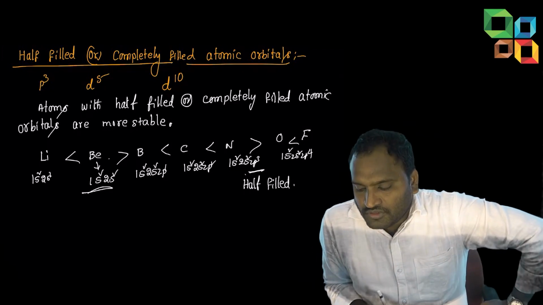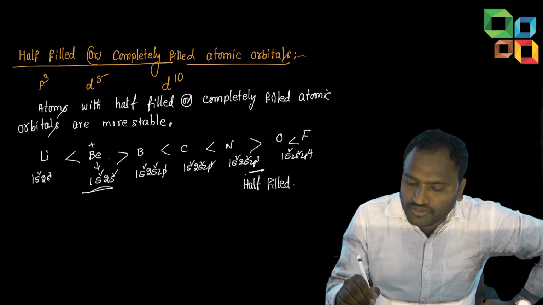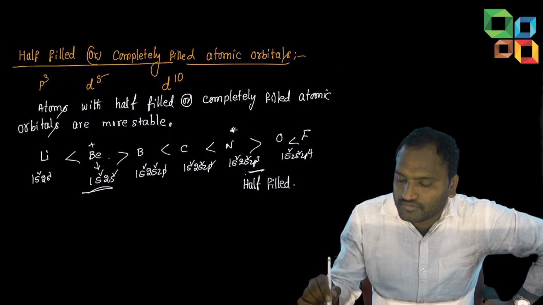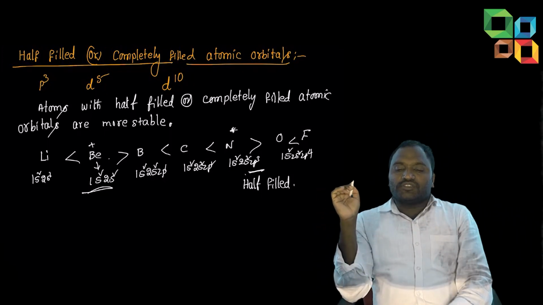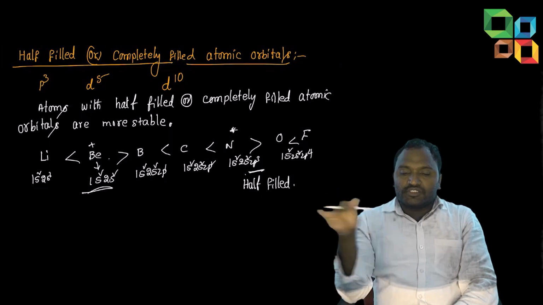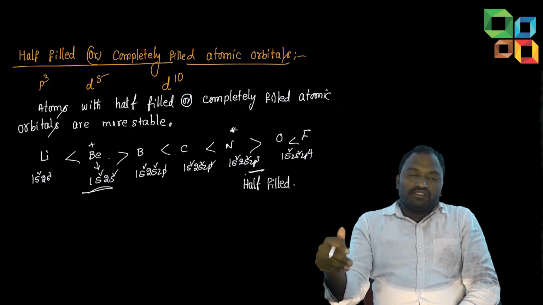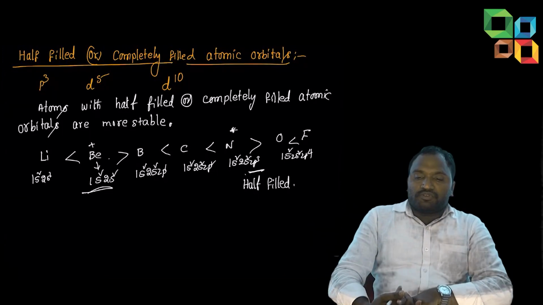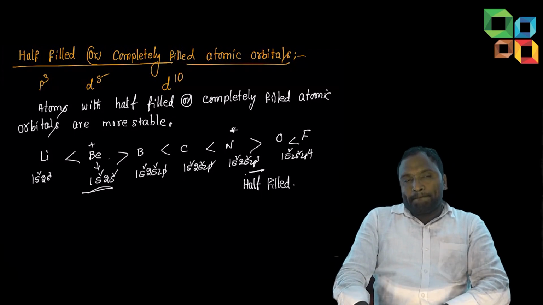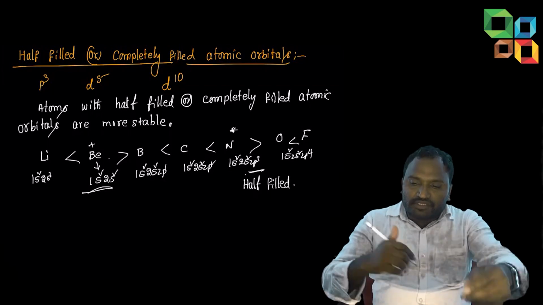Half-filled p orbitals are there, no? More stable. In case of beryllium, put a star mark. Beryllium and nitrogen are exceptional cases. In the rest of the cases it is increasing. Only in case of beryllium and nitrogen is it more than the adjacent element because of stable electronic configuration. Next one, penetration effect.